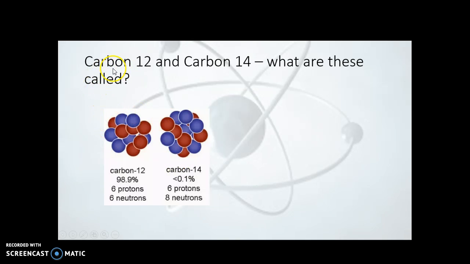Another picture. We have carbon 12 and carbon 14. See how they have 6 protons and 6 neutrons in carbon 12. In carbon 14, there's 6 protons and 8 neutrons. It's called carbon 12 because the total of protons and neutrons is 12, and carbon 14 because the total protons and neutrons is 14. And then it tells you the percent abundance. For the most part, 98.9% of all carbon that scientists find is going to be carbon 12. Less than 1% will be carbon 14.